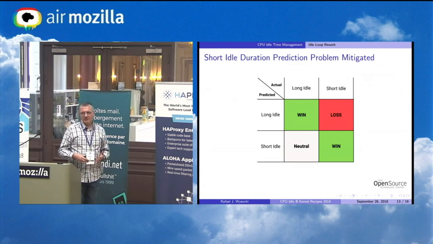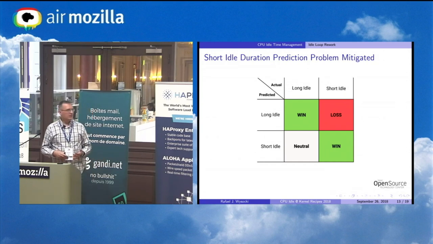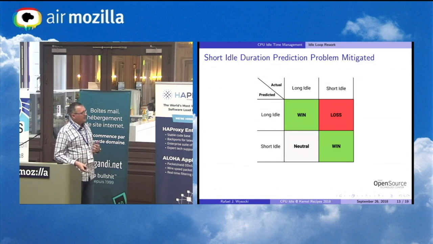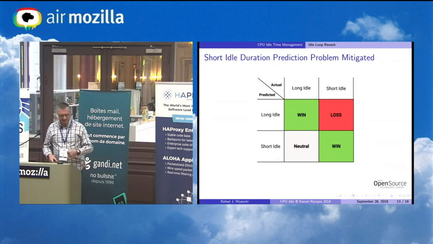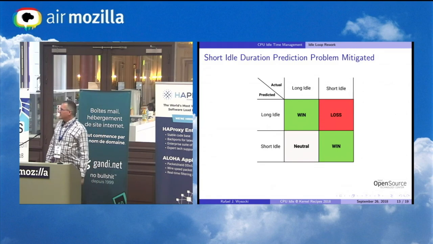I was talking about that, right, already. So the tick will wake up the CPU from the shallow state it is in, and the next iteration of the idle loop will have a chance to choose a deeper state for it. So this is sort of neutral. We don't win, but we don't lose. Obviously, the case when long idle is predicted and short idle happens is a loss, but we can't do much about this, except for changing the governor. But okay, so that's it. So now we can see the impact of this change.